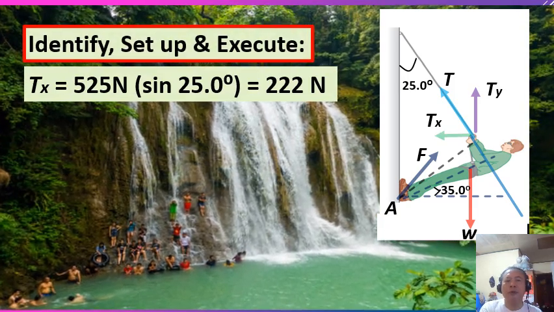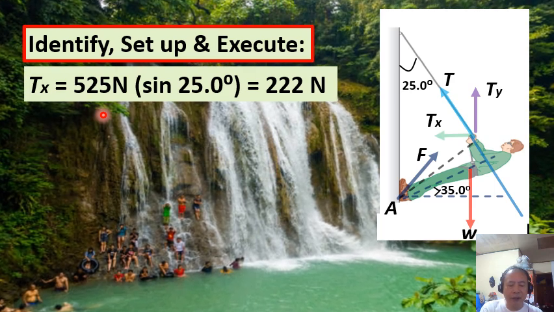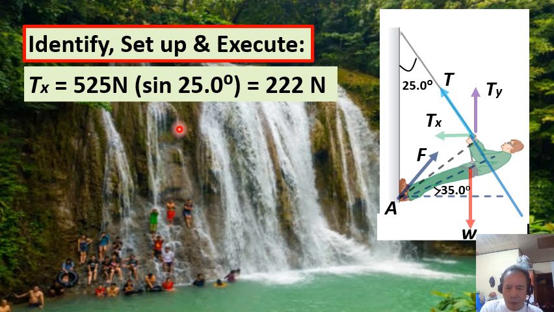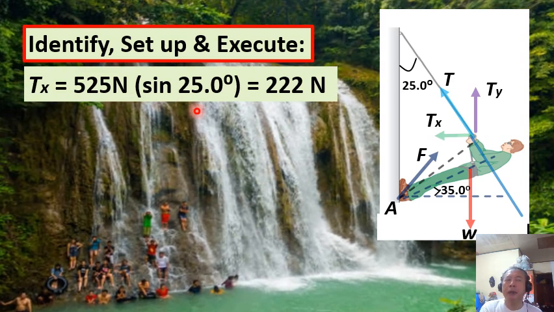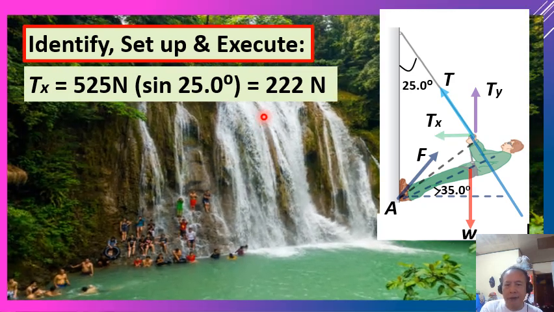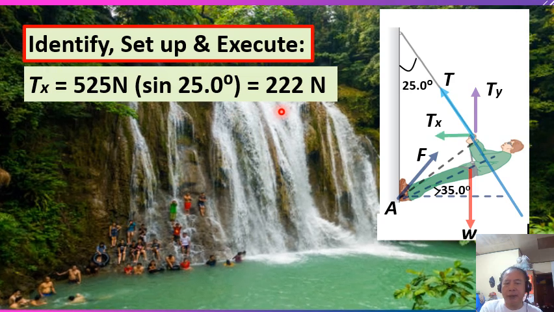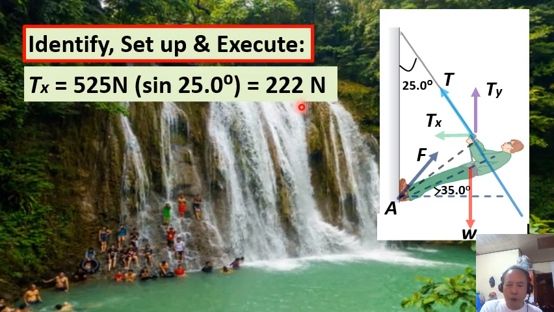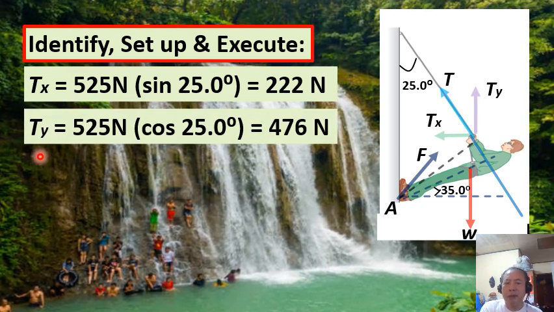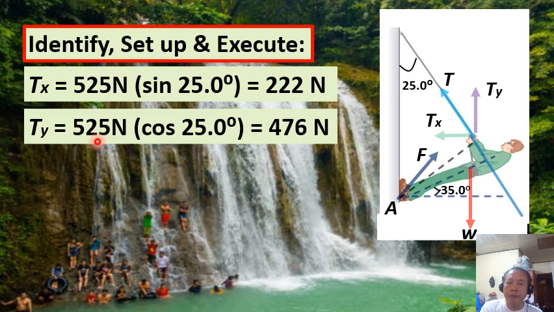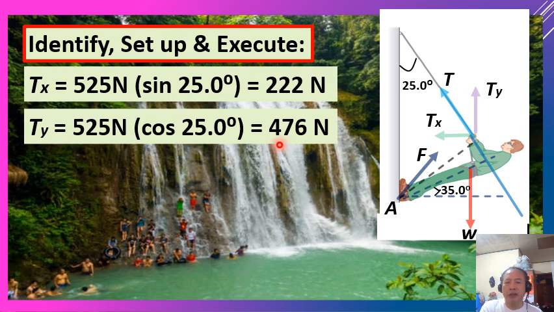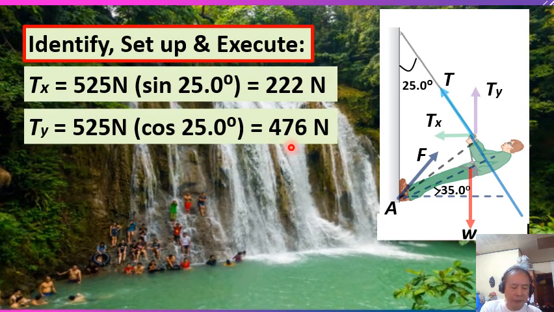Finishing our computations for Tx and Ty, all right? For Tx, we have 525 newtons multiplied by the value of sine 25.0 degrees, right? So with the help of your calculator, we get Tx equals 222 newtons. And for the y component of the tension T, that is Ty, 525 newtons is multiplied by the cosine value of 25.0 degrees, which is 476 newtons.